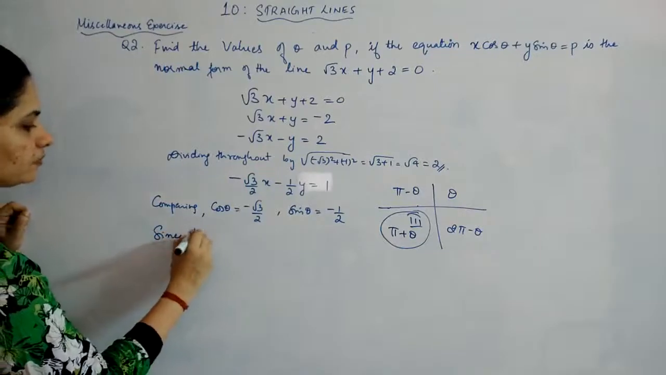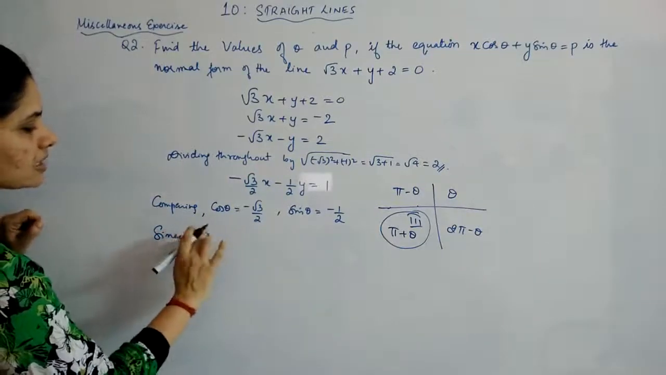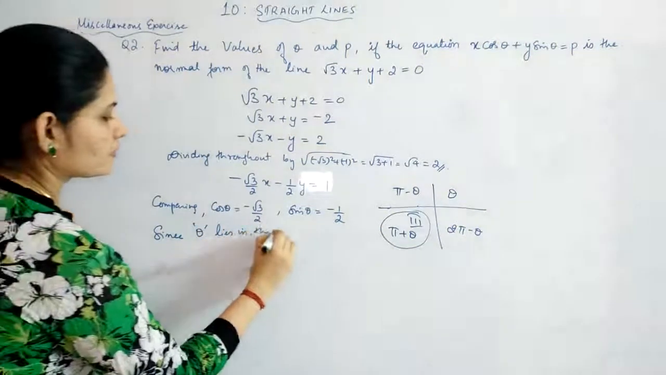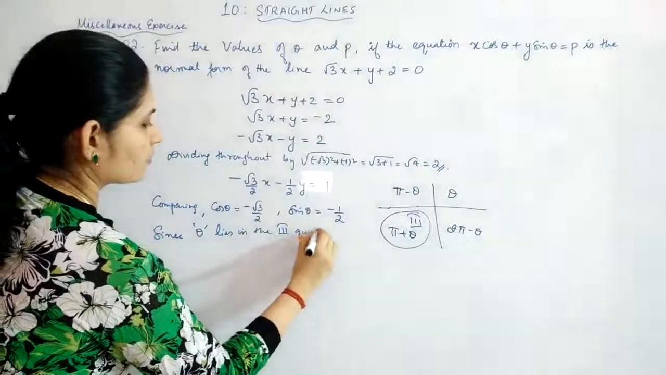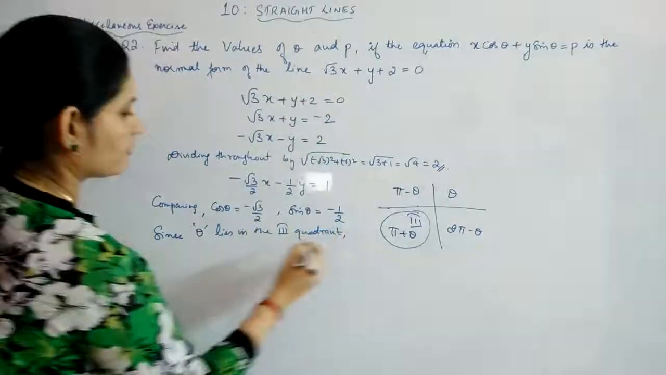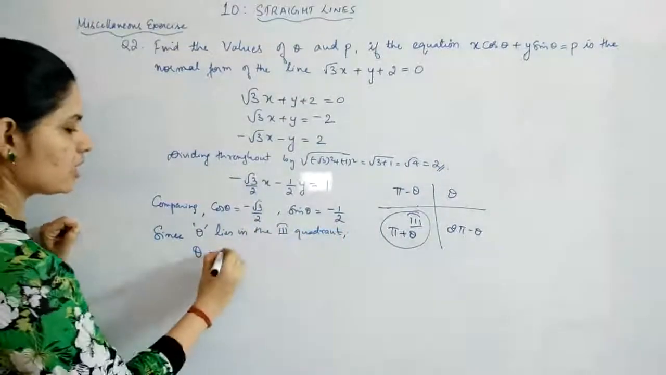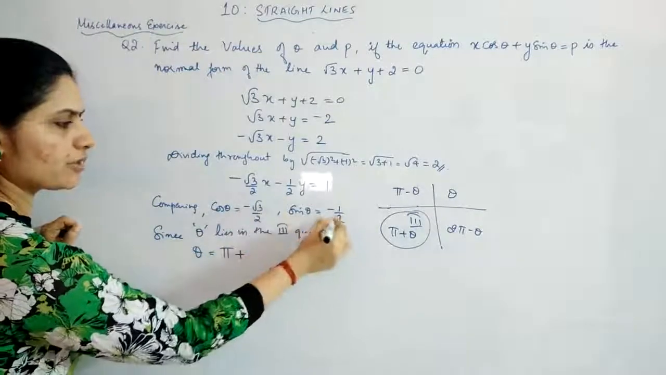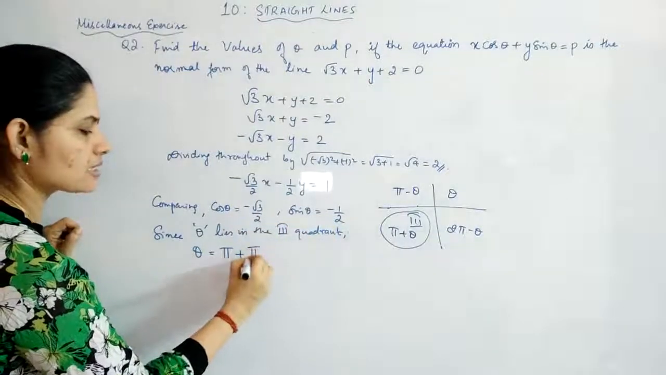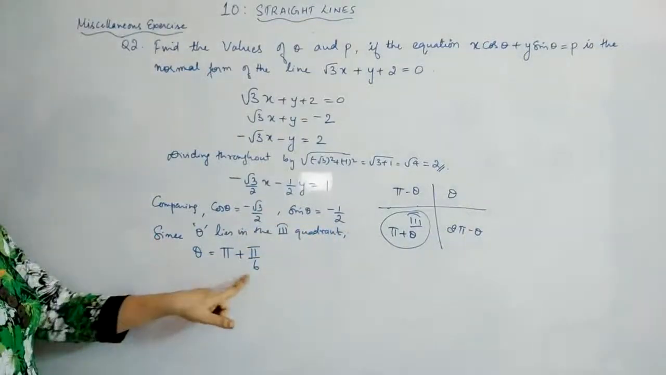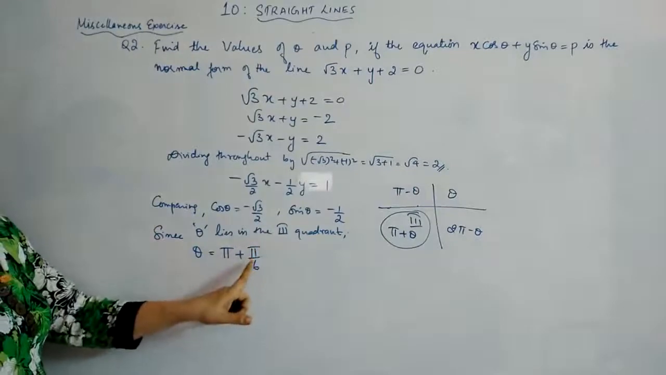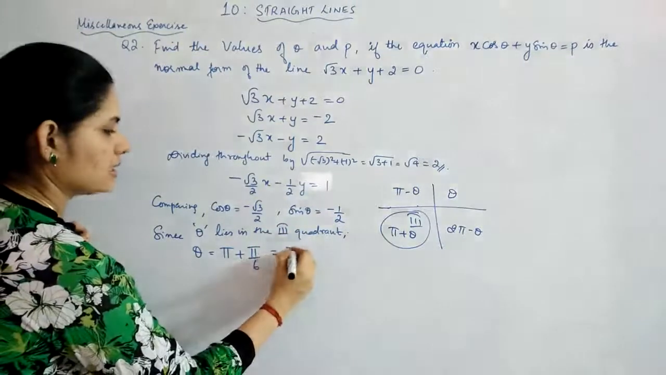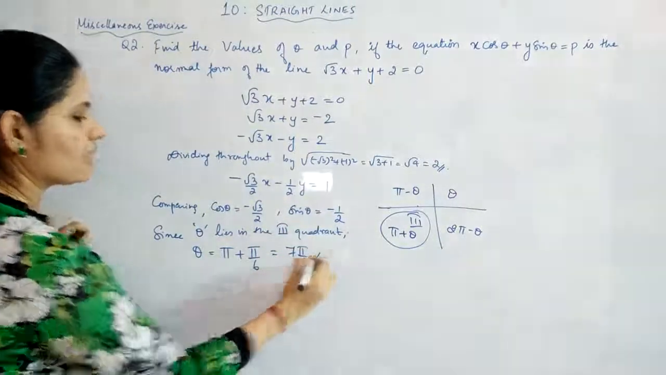Since theta lies in the third quadrant, theta should be equal to pi plus, root 3 by 2 and 1 by 2 given as, that is pi by 6 is giving you that angle. So pi plus theta, that is this angle added to pi, gives you the third quadrant. And this is nothing but 7 pi by 6. So this is the value for theta.